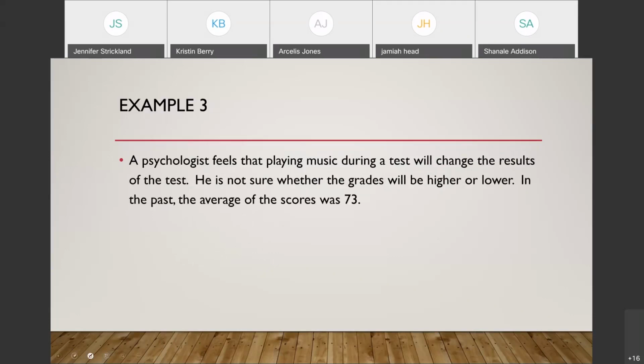All right, so this one says a psychologist feels that playing music during a test will change the results of the test. He's not sure whether the grades are going to be higher or lower. In the past, the average of the scores was 73.